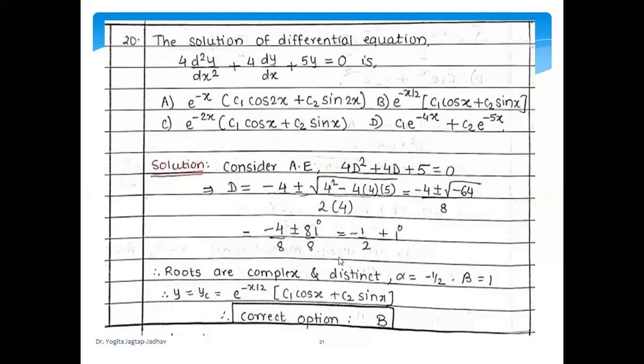Okay, therefore these roots are again imaginary or complex and distinct, with real part equal to minus 1/2 and imaginary part equal to 1. Therefore, your complementary function y equal to yc equal to e raised to minus x/2 into c1 cos x plus c2 sin x. Therefore, the correct option is B option.